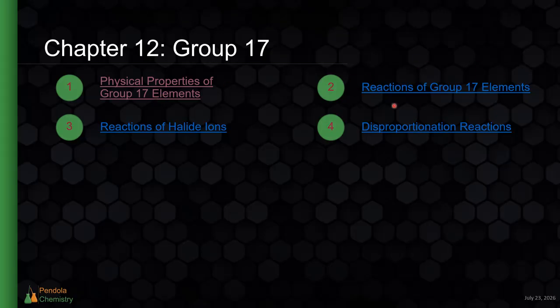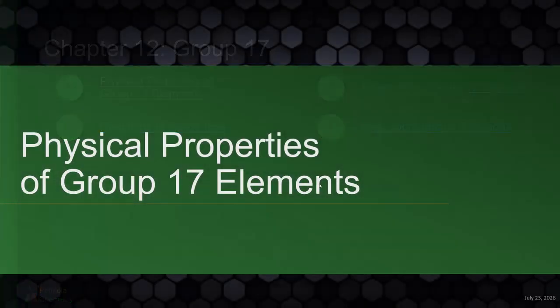In section 2, we're going to look at the reactions of the group 17 elements. And then we're going to go into specifics. For example, in section 3, we'll look at the reactions of the halide ions specifically, so not the halogens, but their ions. And in section 4, we'll go over a specific type of reaction, which is disproportionation. So let's get started with section 1.